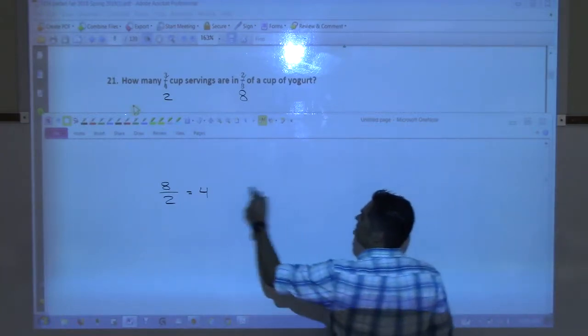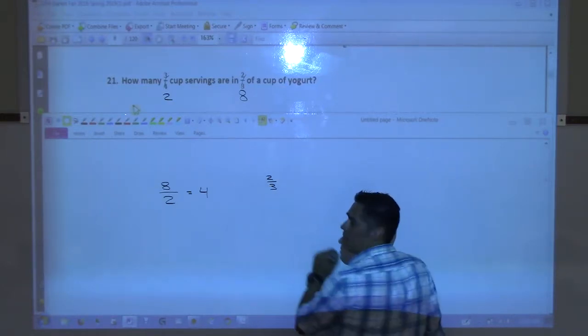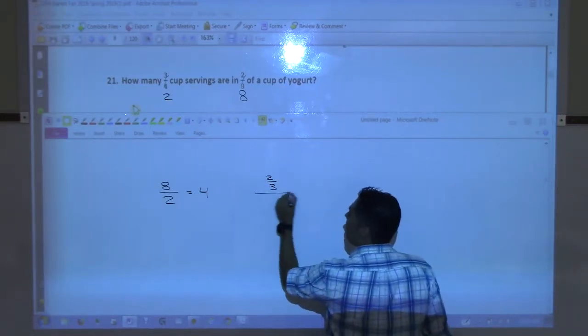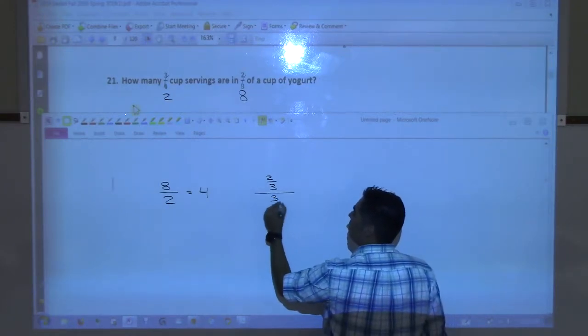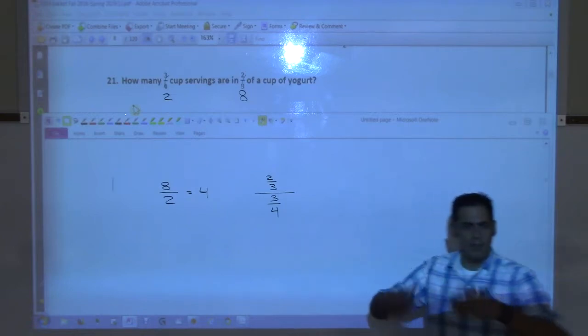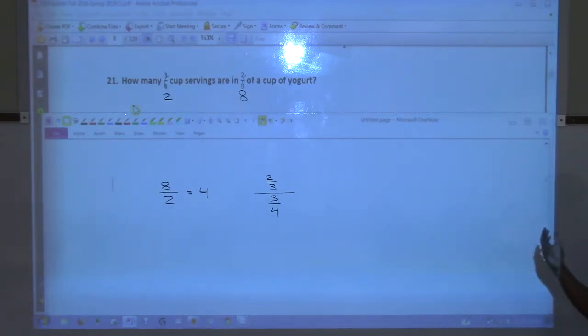So instead of 8, what do I have? 2/3. That's how much yogurt I have. And I'm going to divide that by my servings, which are what? 3/4 of a cup. So do you see I'm doing the same exact operation? It's just now I'm using the numbers that were given in the problem. Does that help? Okay, so how do we do this?